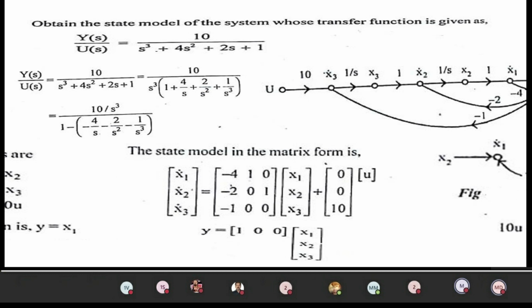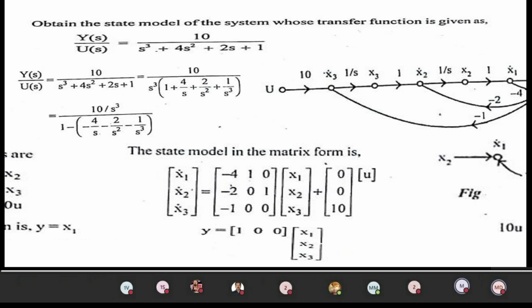The denominator s cube can be taken into the numerator, that is 10 divided by s cube, divided by 1 minus the negative values: minus 4 divided by s, minus 2 divided by s square, and minus 1 divided by s cube. From this transfer function simplification, you can draw the signal flow graph.